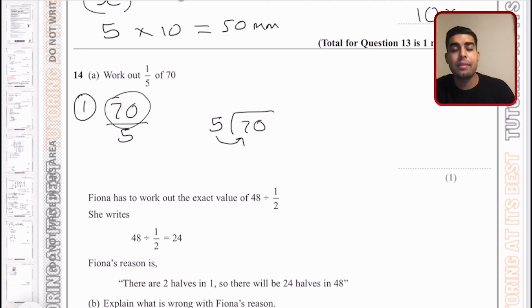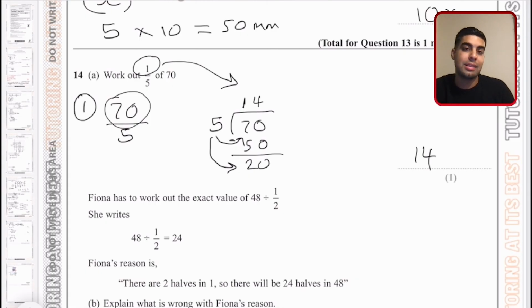Let's see how many times 5 goes into 7. We know it goes into 7 once with a 2 remainder. So again, we can put 50 here and then take it away, which gives us 20. And then how many times does 5 go into 20? That is 4. And overall, our answer is 14. And I know we need to multiply it by 1, but it's the same, so we can simply write 14.